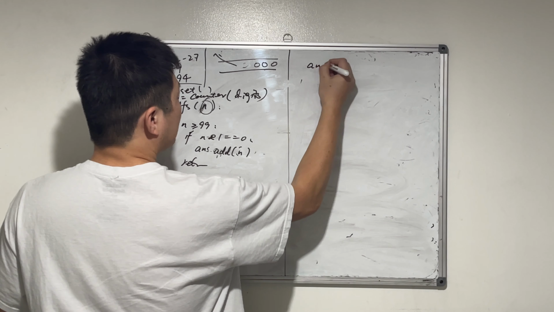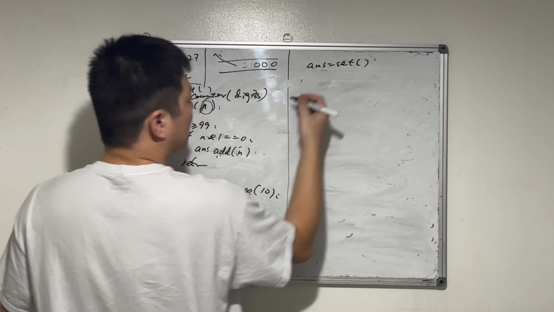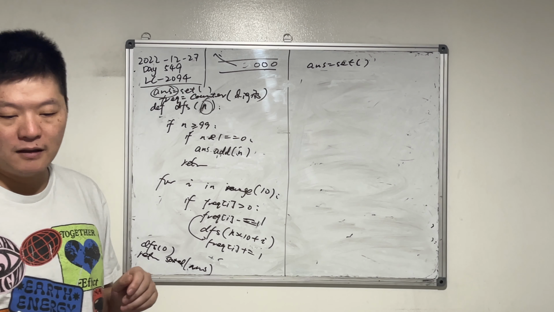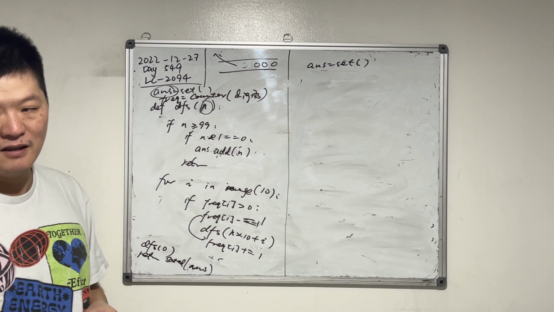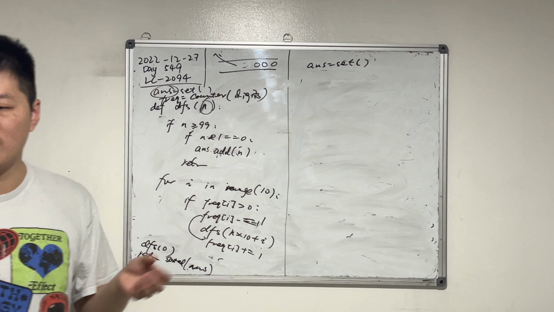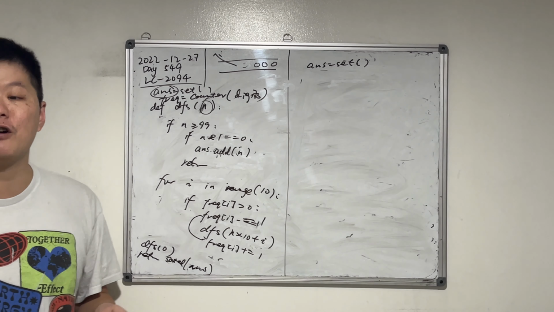At the beginning, answer equals set. Why are we using the set? Anybody? Because we need to store numbers. We don't want to add duplicates, yeah? Okay? A set stores unique numbers, so it doesn't store the duplicate.